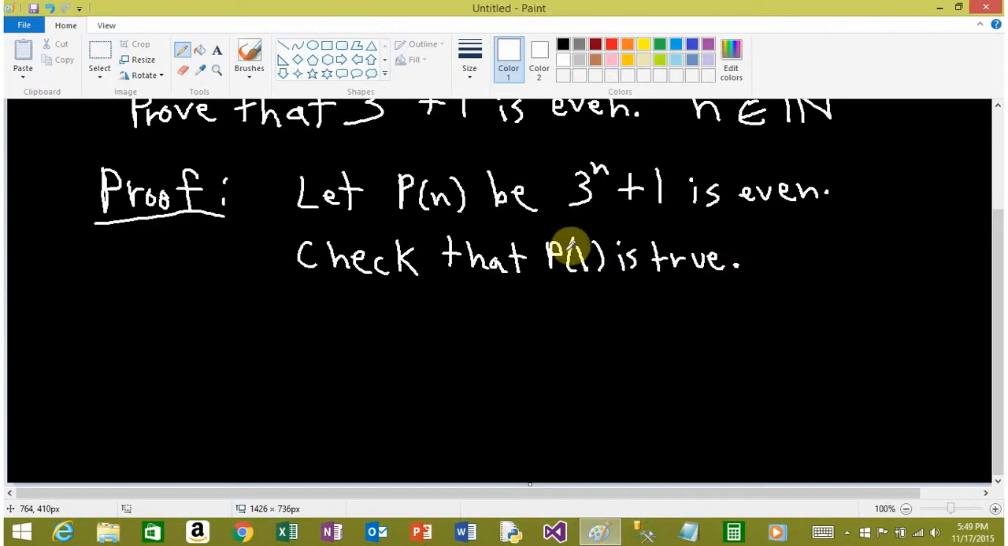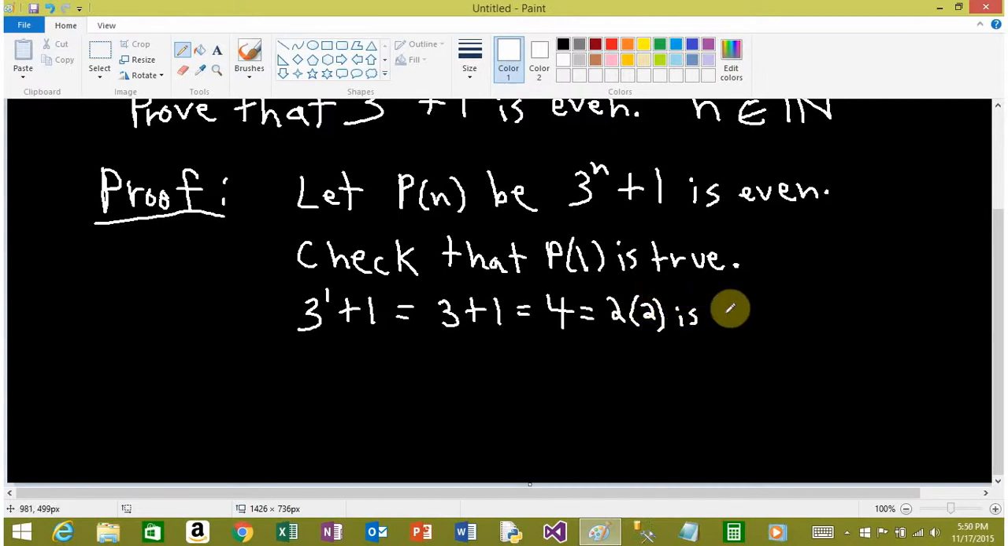And so the way to do that is we're just going to let n equal 1, so we know 3 to the 1 plus 1 equals 3 plus 1 is 4. And we can see that that's 2 times 2, so we know it's even. Okay, so we found out that P of 1 is true, so we check that off our list.